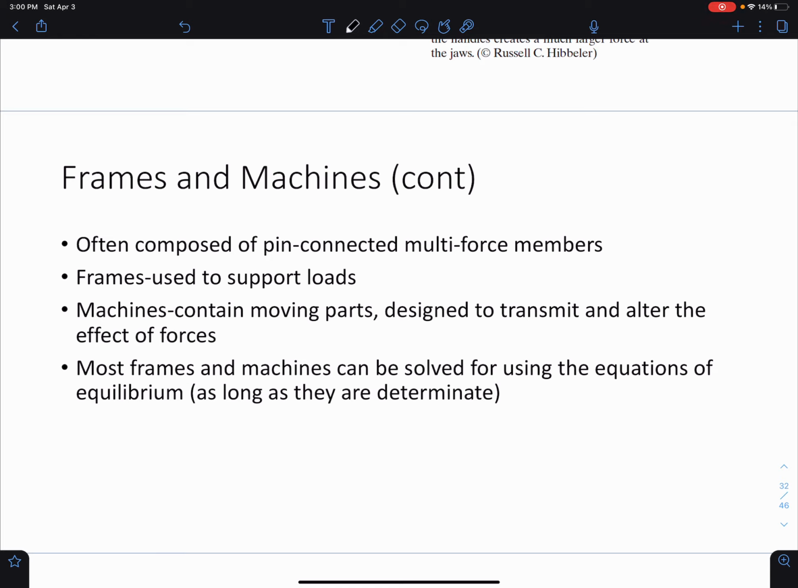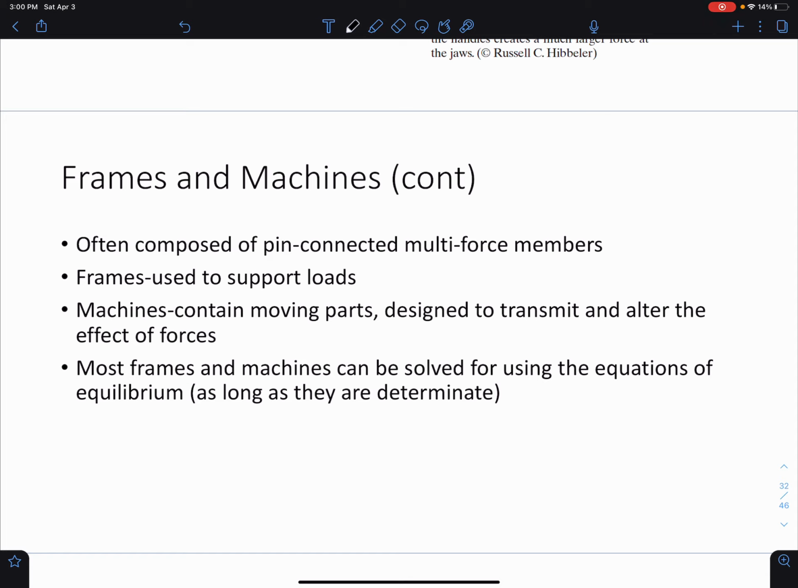So one of the assumptions we make often when we're dealing with frames and machines is that they are connected through pin connected members, which, remember, means that if it is a 2D system, you're only resisting translation in both directions, where if it's a 3D system, you're resisting translation in all three directions. That system is allowed to rotate at that point. Okay, and we also have multi-force members.